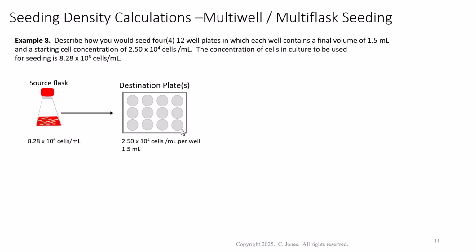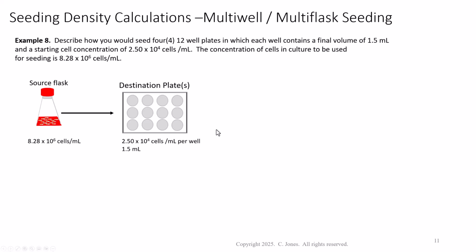So I've given you a source flask here that has 8.28 times 10 to the 6 cells per mil. Okay. And so what kind of cells could these be? These could be cancer cells. These could be diseased cancer cells, or they could be even model cancer cells that we've purchased from the ATCC or from Lonza or been given to us by an academic research institution. But whatever, we've grown up these cells. We're confident that they will propagate and we can reproducibly grow the cells. So we have a source flask of cells at 8.28 times 10 to the 6 cells per mil.